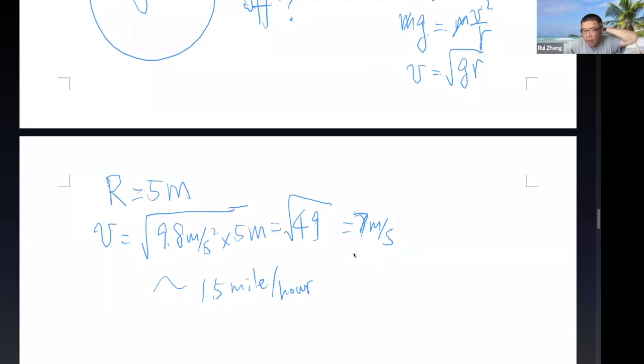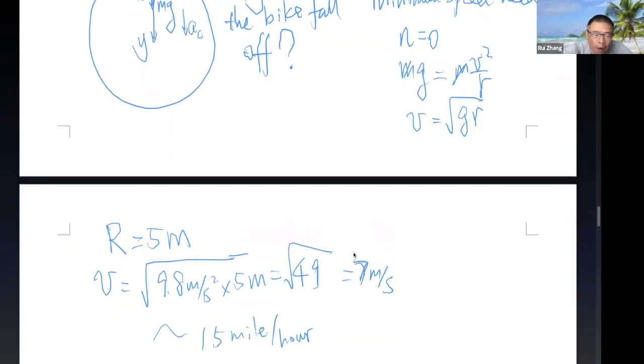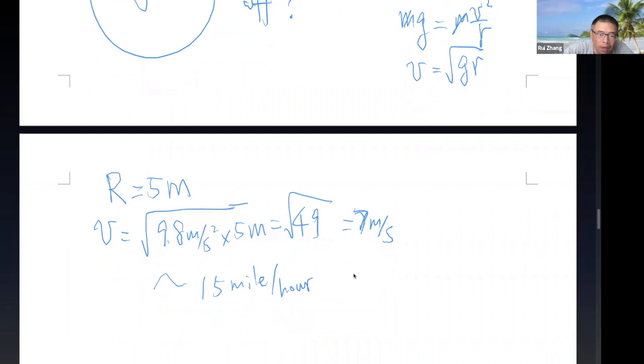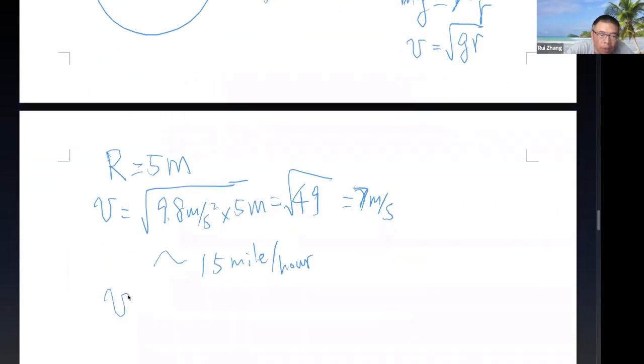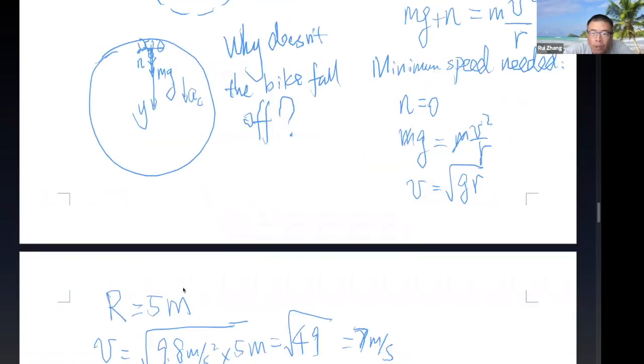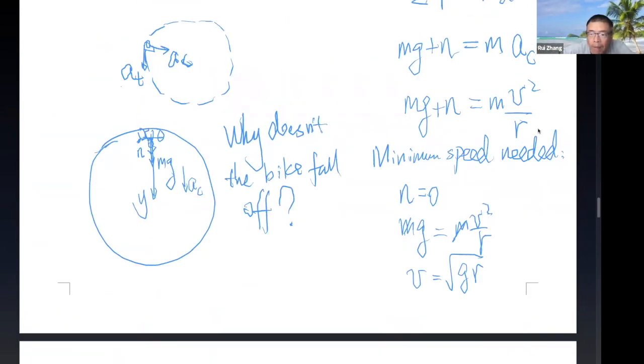Anyway, what we say here is that as long as the person's velocity is larger than the minimum velocity, we're good. As long as v is larger than the square root of gr, we're good. We're good meaning that Newton's law can be satisfied. If v is larger, we just need to have some non-zero normal force. We have larger and larger normal force to compensate for this large velocity. But in any case, we don't see that this thing falls off as long as v is larger than that.